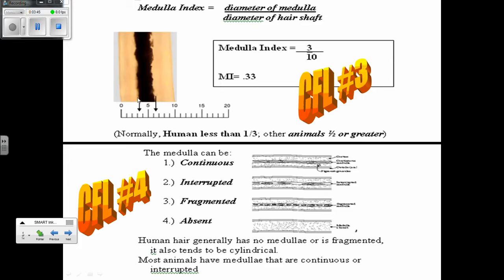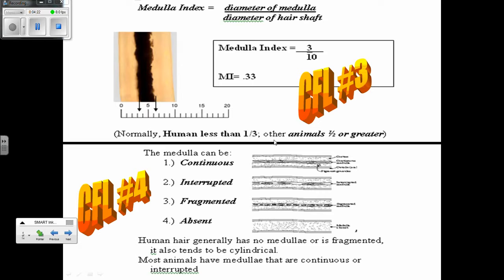All right, so then you have your medullary index. This is a measurement that we can do that helps us to identify the species from which the hair may have possibly come from. All we do is we measure the width of the medulla. So you can see they got the ruler there. And we compare it to the width of the actual hair. So the width of the medulla here is about, I'm going to assume this is millimeters, is about 3 millimeters. Actually, it might even be micrometers. Almost go with micrometers. 3 micrometers compared to 10 micrometers for the hair. And so that gives you a medullary index of 0.33. Typically, human hair has a medullary index of 1/3.